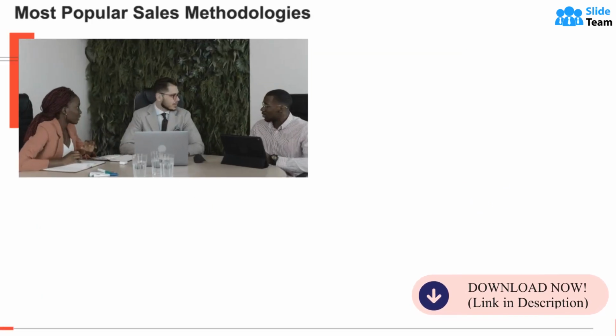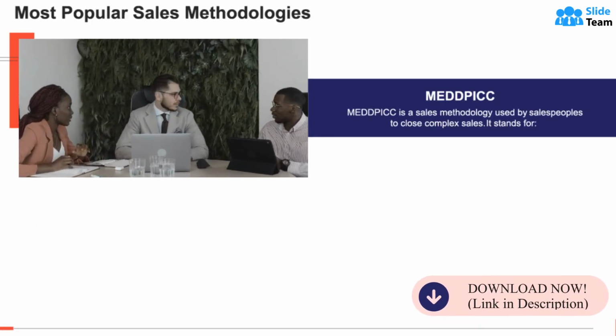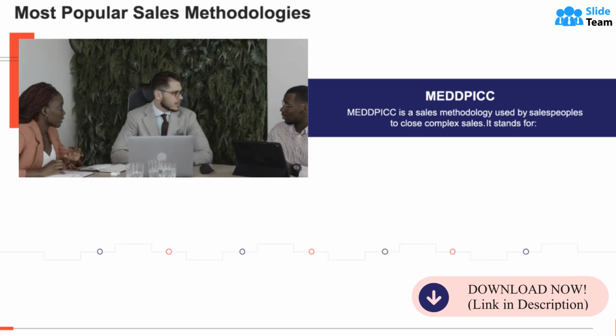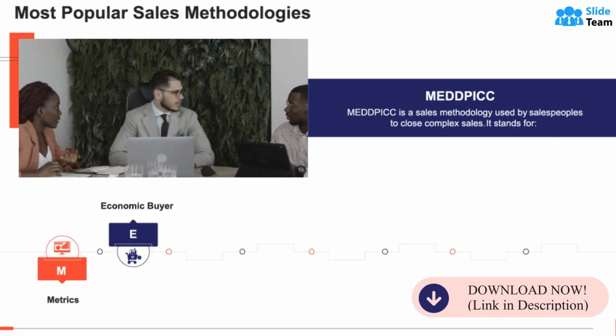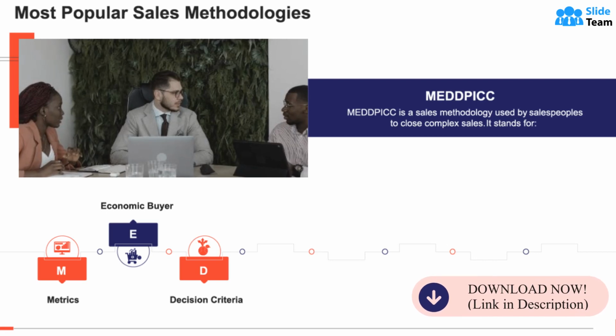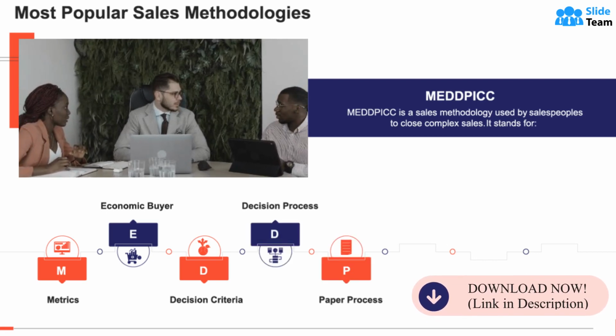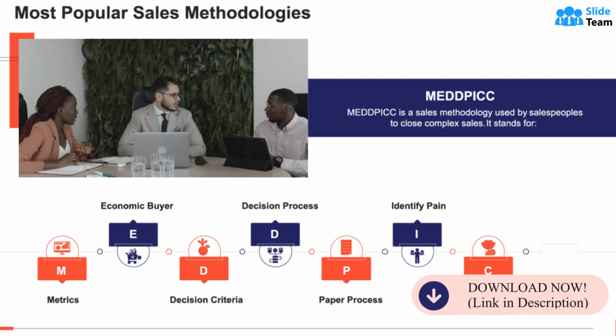MEDDPICC selling is a sales methodology that is used to sell a complex product or service. It stands for metrics, economic buyer, decision criteria, decision process, paper process, identify pain, champion, and competition.